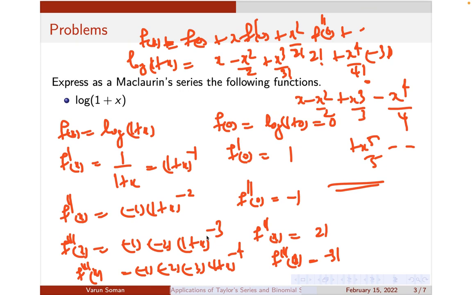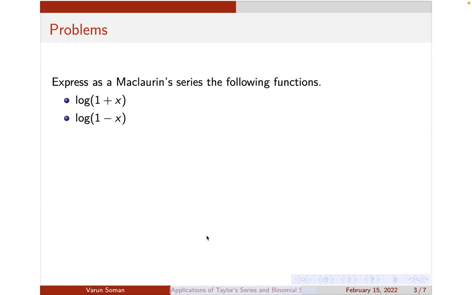Now let us move on to the next problem, log of 1 minus x. This also you can try using any method. The idea is just the same. You can either use the direct expansion. The direct method is, you will write the formula f of x is equal to f of 0 plus x into f dash of 0 plus x square by 2 factorial into f double dash of 0.